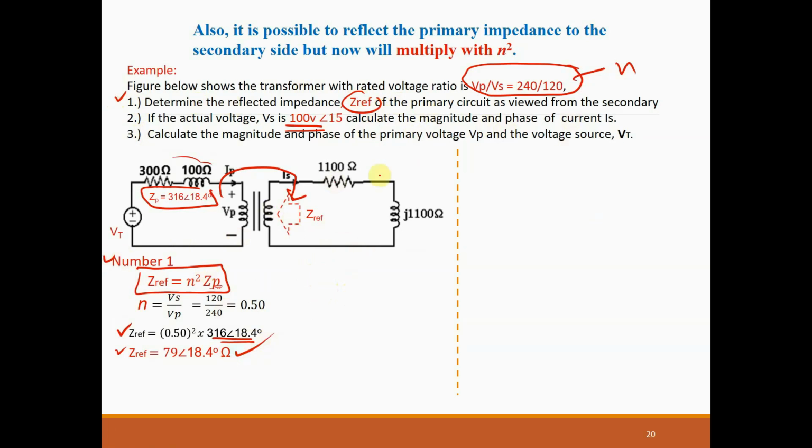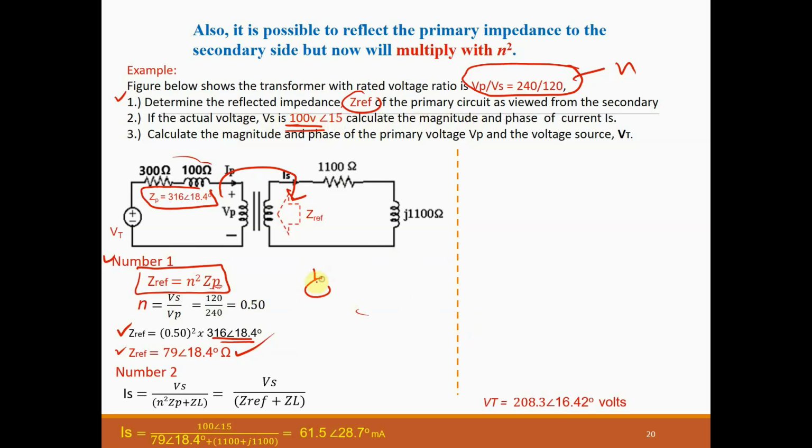So, what is question number 2? If the actual voltage VS, the secondary, is 100 volts, calculate the magnitude. That means if you want to redraw the circuit, this is your source. And this will now be your reflected impedance. And then your impedance of the load. Right? This is the impedance of the load. So this is the Z reflected that we calculated, this one here.